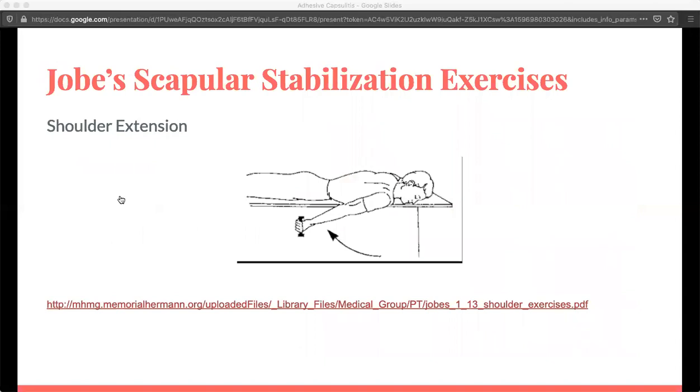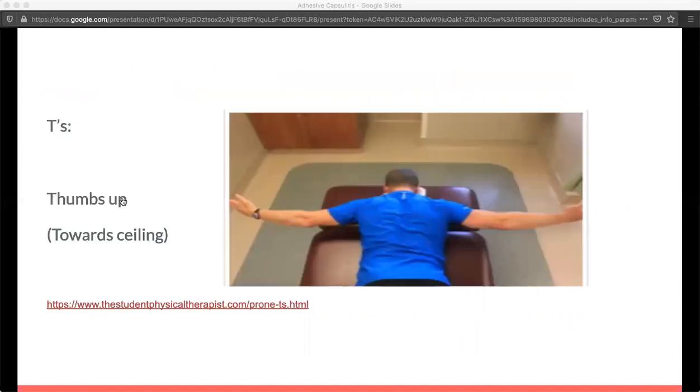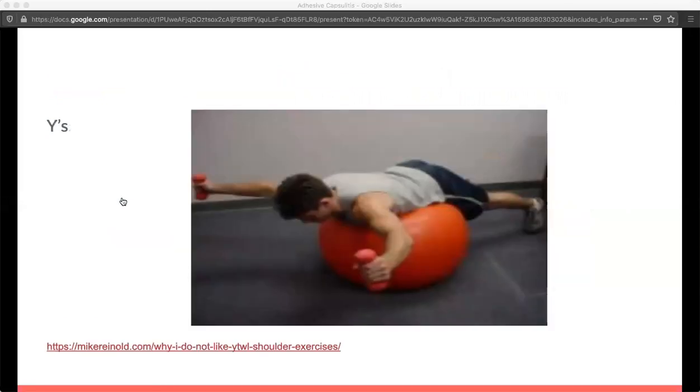All right, now scapular stabilization exercises as described by Jobe in his landmark paper, which is here in the description. So he had a series of exercises that he prescribed. What the patient is doing here in this diagram is shoulder extension with scapular retraction. Then you have your T's. Make sure your thumbs are facing up to the ceiling when the patient is lying prone, doing the T's. And then you have the Y's.